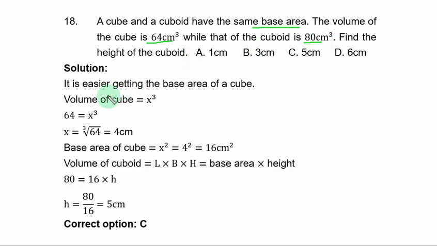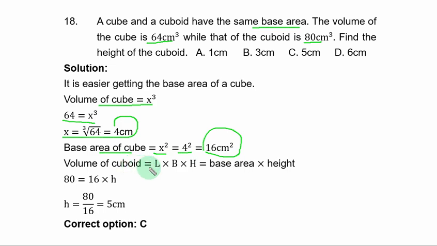For a cube, the volume is S cube. If you take the side as S, now the volume is 64 equal to S cube. To get S, take the cube root of both sides. Cube root of 64 is 4 cm. Now, base area of cube is S squared. That is 4 squared, and you have 16 square centimeters.